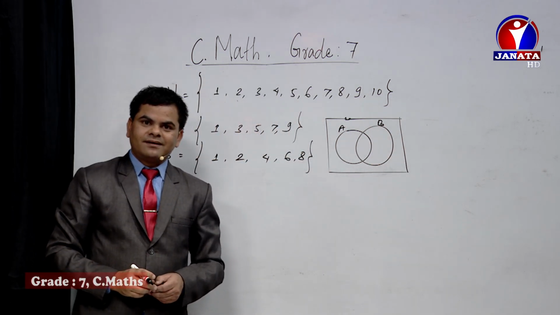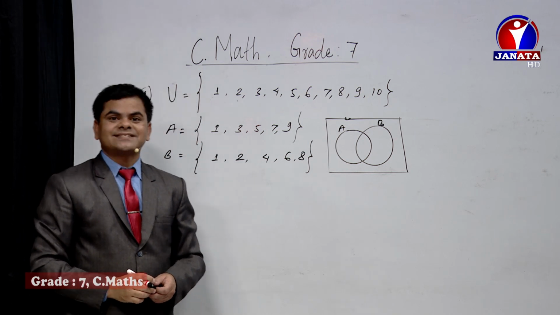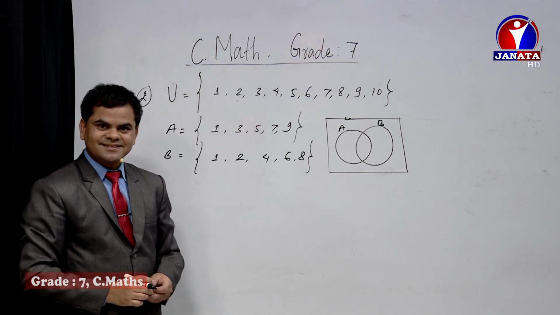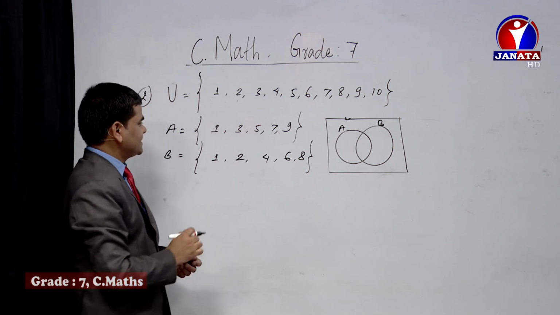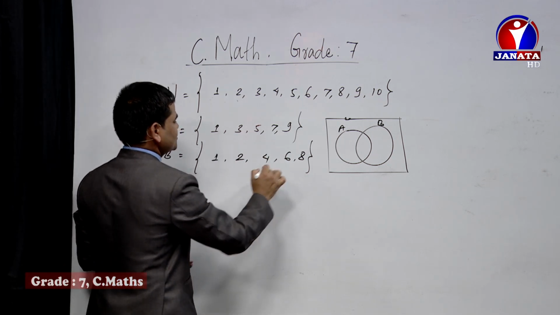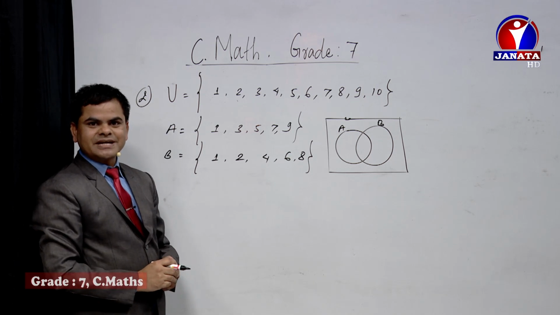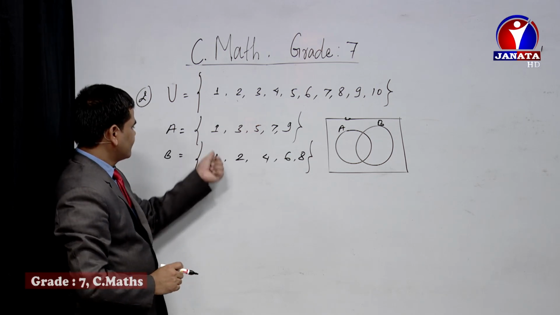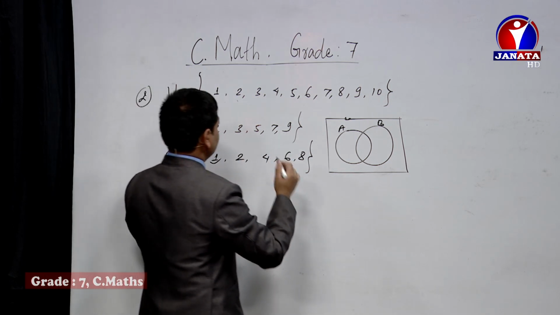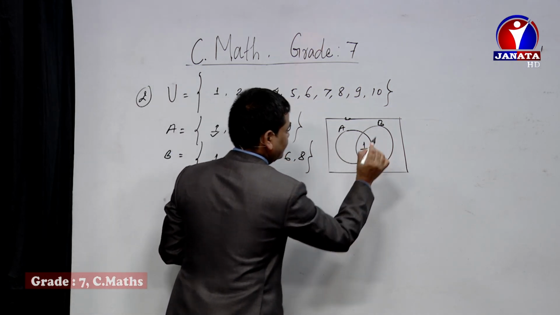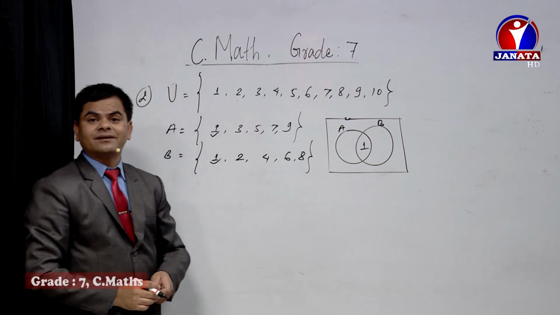First of all, which elements should I target? Of course, the common elements. So if you see the common elements between these two subsets of the universal set, which are common? The 1. Only one element is common between these two subsets. So let's keep it in the common area. Always we need to keep it in the common area.